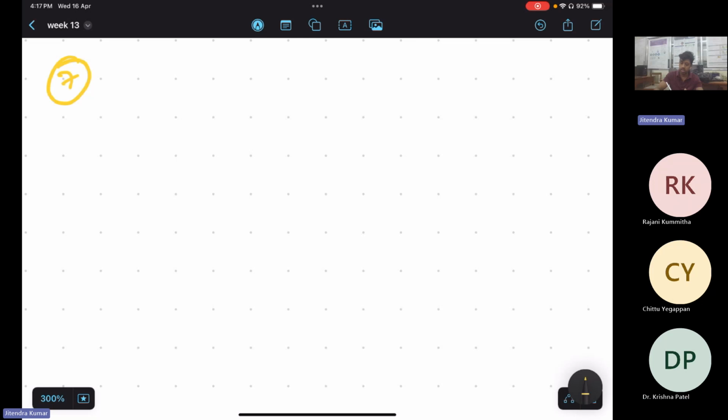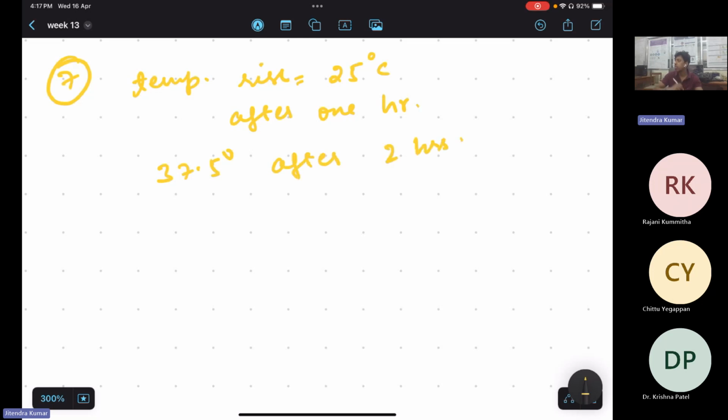So the temperature rise is 25 degrees centigrade after 1 hour and 37.5 degrees after 2 hours, starting from the cold condition. Calculate the heating time constant. Okay, so the heating time constant we have to calculate.